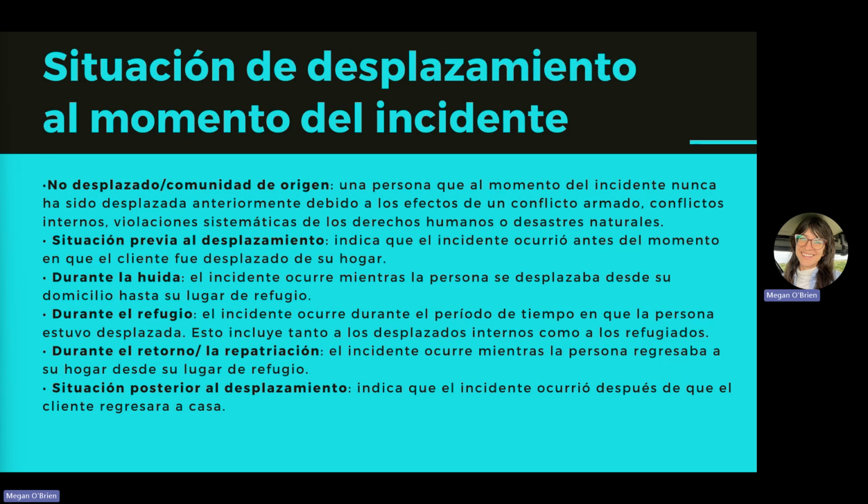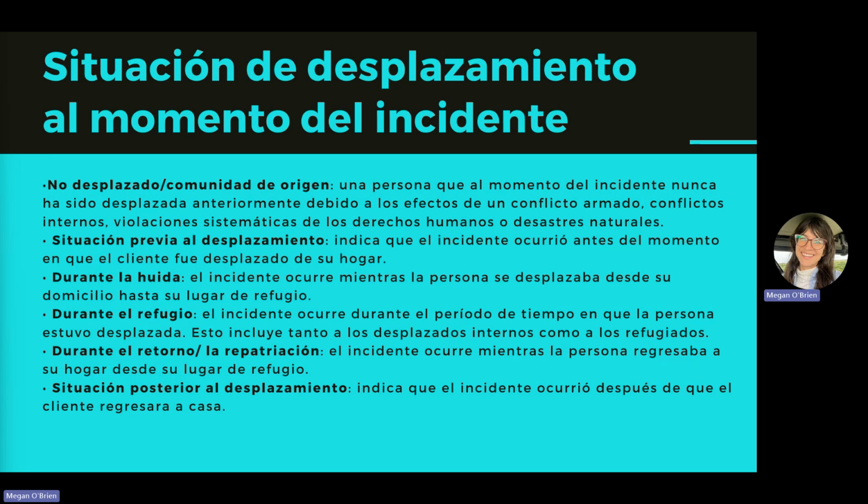Pre-displacement would indicate that the incident occurred prior to the time that the client was displaced from their home. During flight indicates that the incident occurred while the person was traveling from their home to their place of refuge. During refuge indicates that the violence occurred during the period of time when the person was displaced. This includes both internally displaced people as well as asylum seekers and refugees.